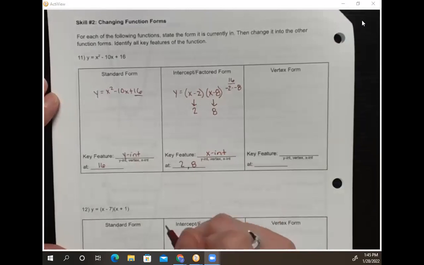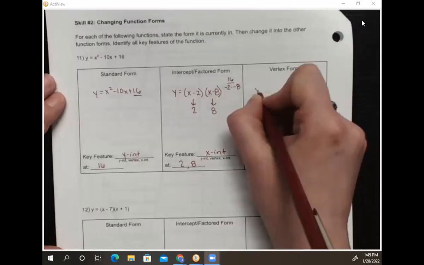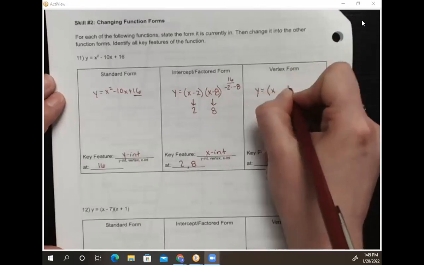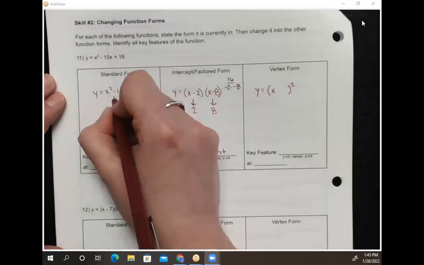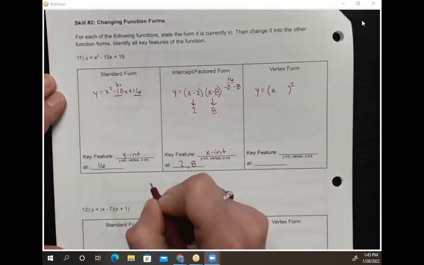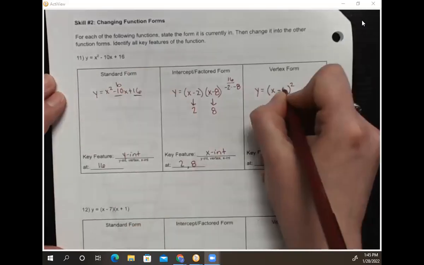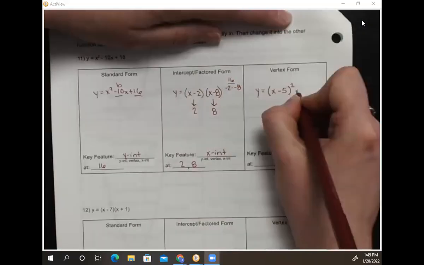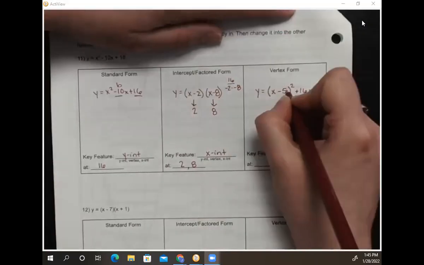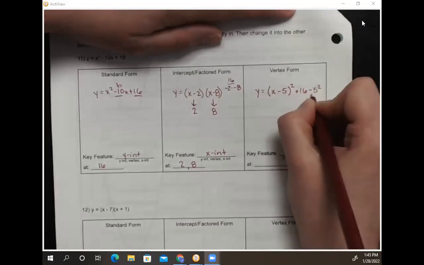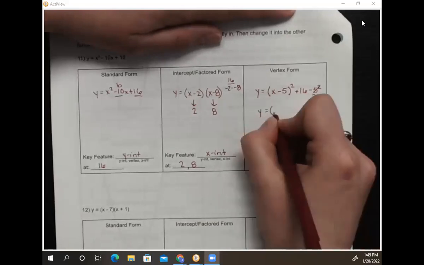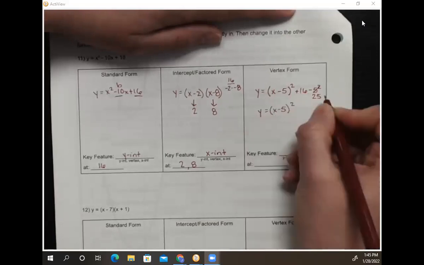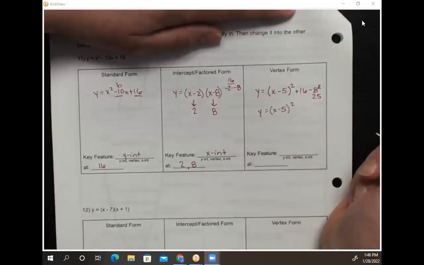To change to vertex form, we need to do that completing the square process. So we know that our vertex form always looks like x in parentheses with something squared. We fill in the blank here with our b value, our middle number, cut in half. So -10 cut in half is -5. We keep our original c, which is 16 here, but then we have to subtract off our cut in half number squared. So in this case, we're going to subtract off 25. Okay. So our vertex form is y equals x minus 5 squared, and then 16 minus 25 would be -9.